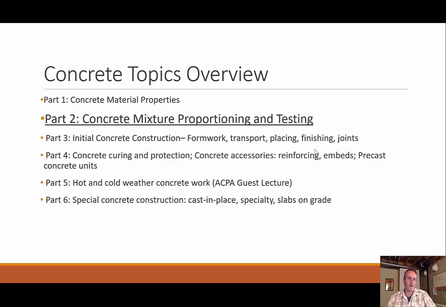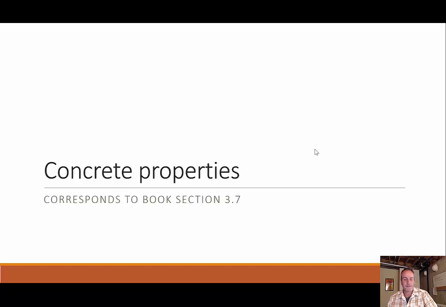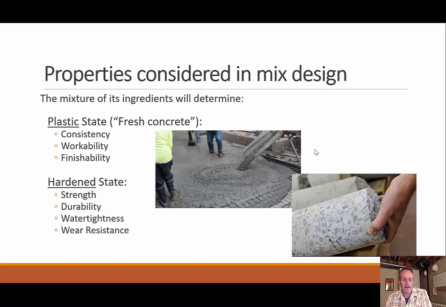Now we're going to talk more about the effects of changing that mixture up in proportions, and also testing the concrete to make sure it's where we need it to be. You can see this is part 2 of 6, so this is working our way through concrete, but there's a lot of concrete to go through. So let's start with properties. This corresponds to section 3.7 in the book.